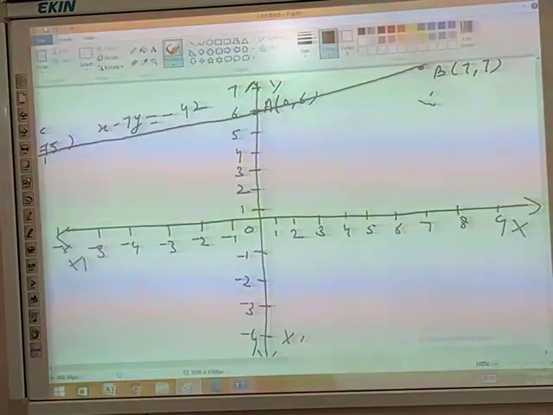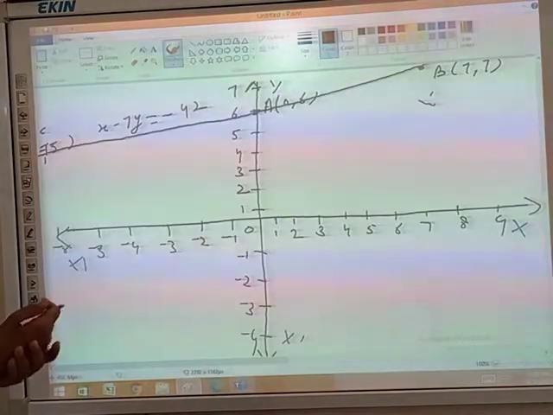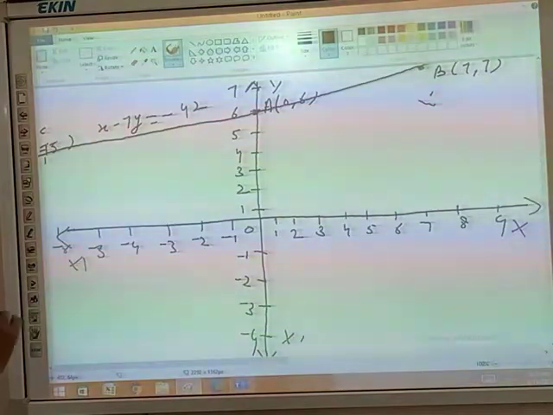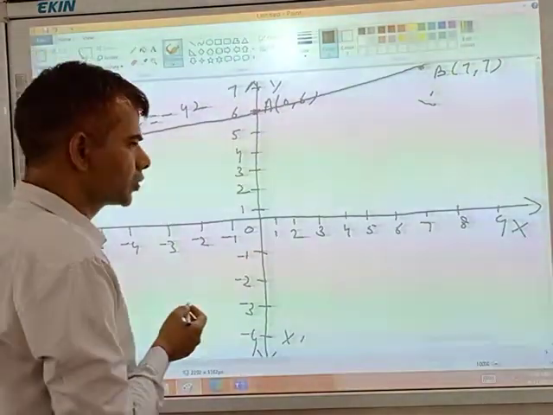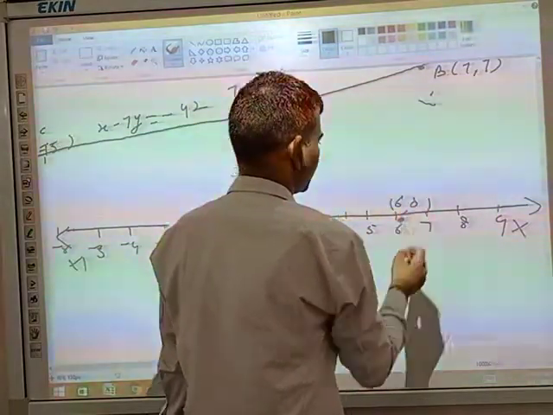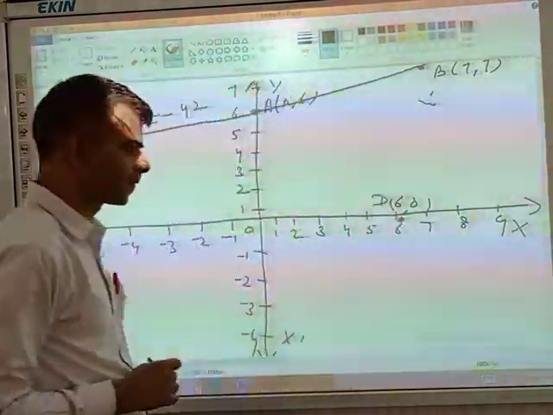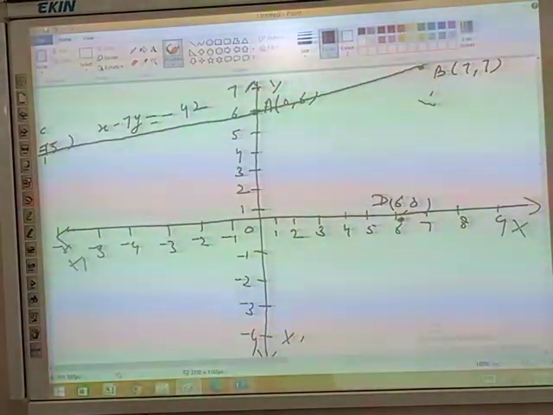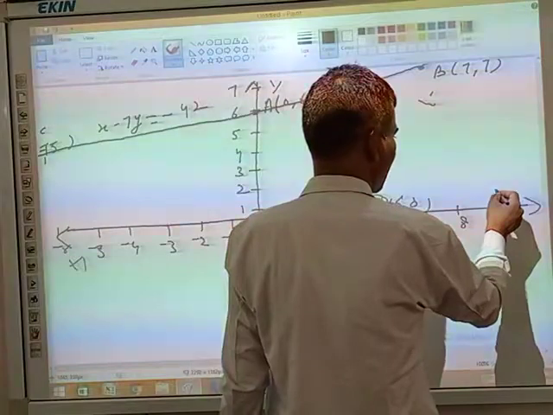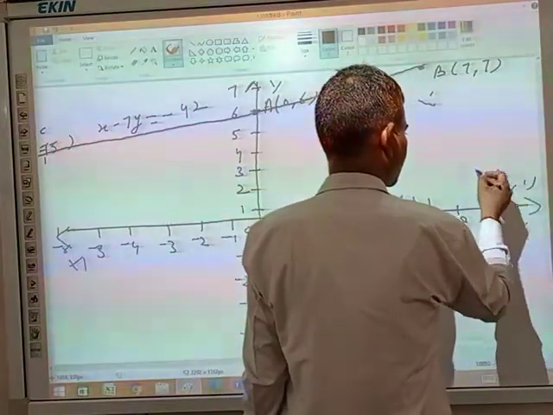Students, your next point is (6, 0): x coordinate 6, y coordinate 0. Where does this point lie: first quadrant, second quadrant, third quadrant, fourth quadrant, x axis, or y axis? Yes students, on the positive x axis. (6, 0), that is your point D. Next point is (9, 1). Here 9, that is 1. This point lies here. (9, 1), point E.